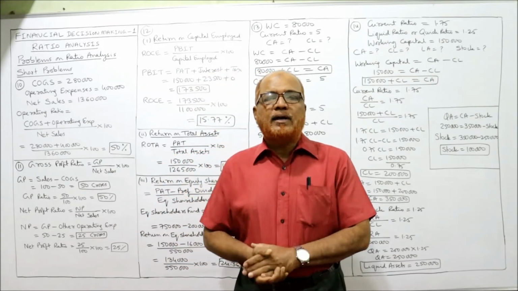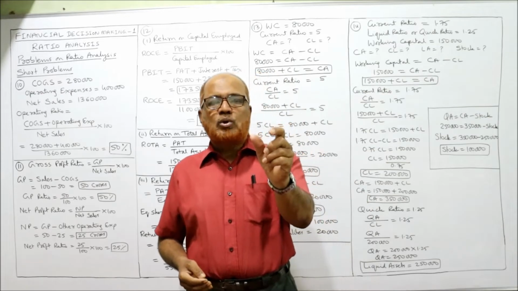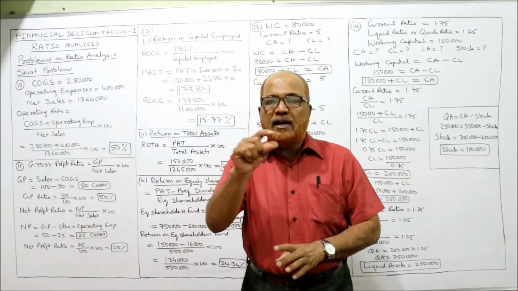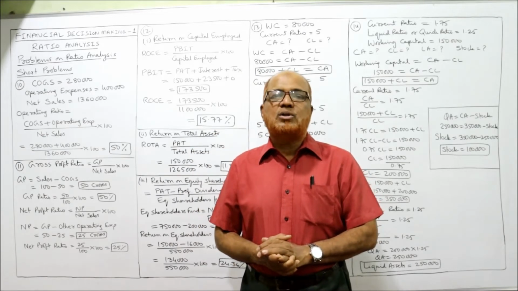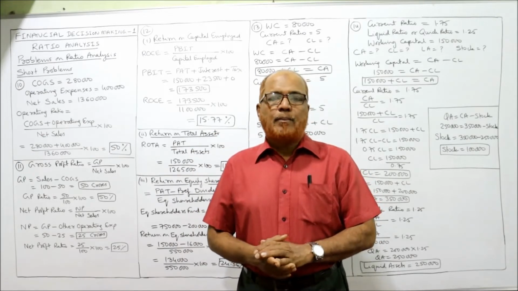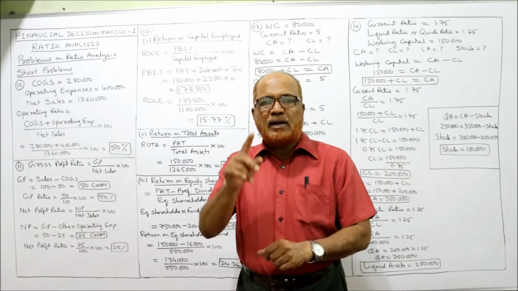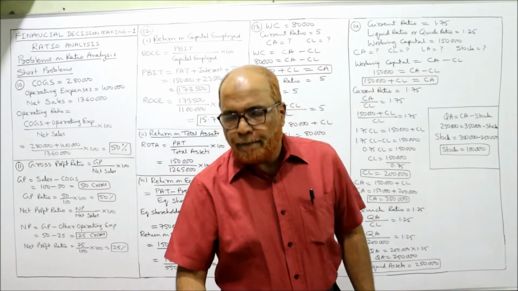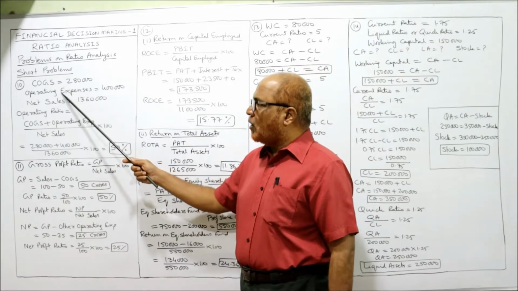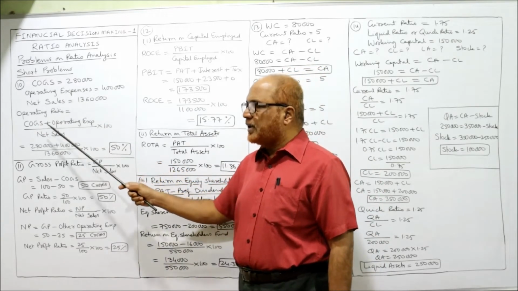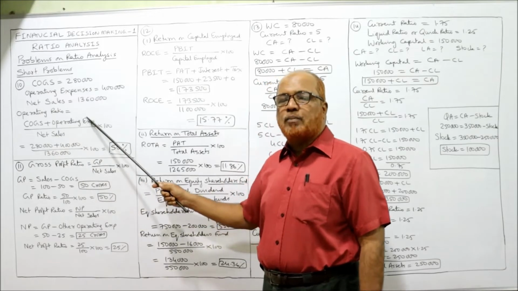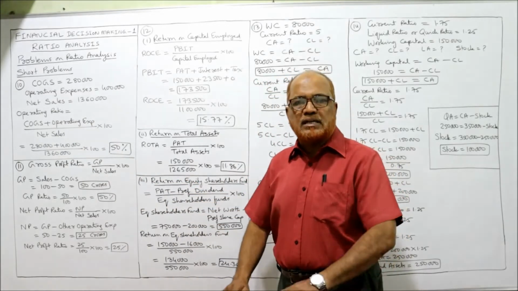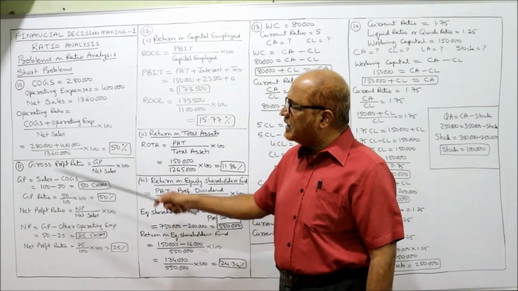The formula for operating ratio is cost of goods sold plus operating expenses divided by net sales into 100. Profitability ratios, we always multiply by 100 because we need it in percentages. So here COGS given, operating expense given, net sales given. Operating ratio formula: COGS plus operating expense by net sales into 100. Substitute the values, you will get 50%. That's it. This is the 10th problem.